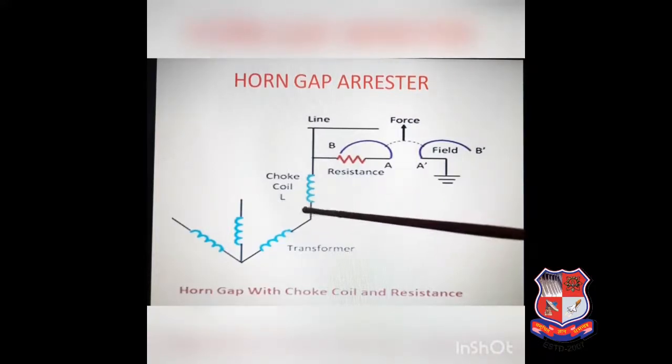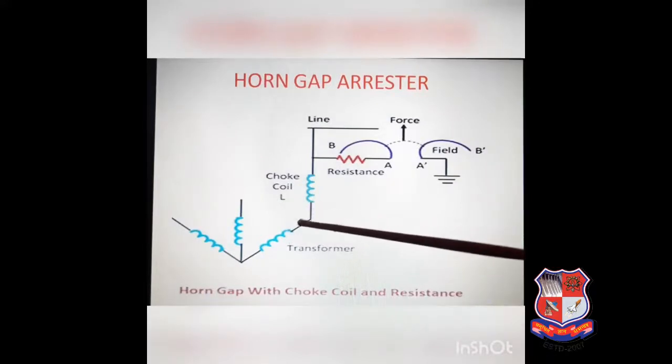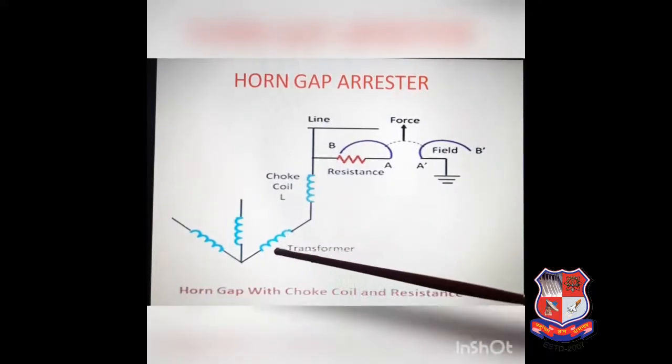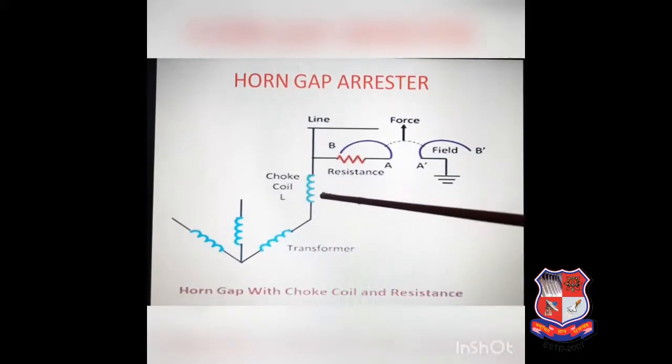This is the number one part. This is the transformer, the equipment to be protected. We have to protect this transformer. Second is the choke coil L. This is the choke coil L.